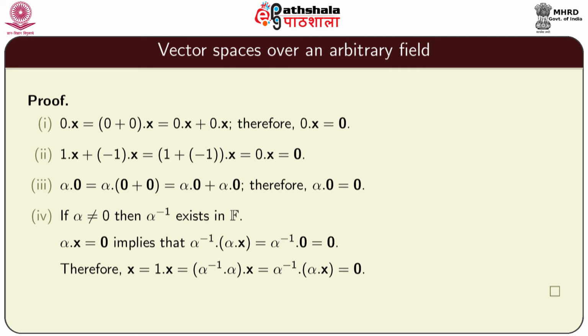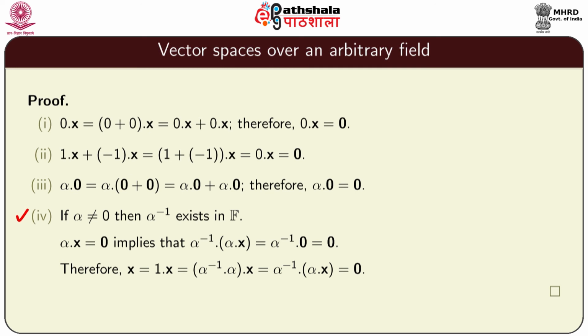Proof is straightforward. You just have to keep the abelian group structures in mind. So, 0 in the field can be written as 0 plus 0, and then you apply the distributive property, which shows that 0 dot x is the 0 vector. Same again for 2, it is the distributive property which is being used. Once again, you can see the distributive property being used in 3.